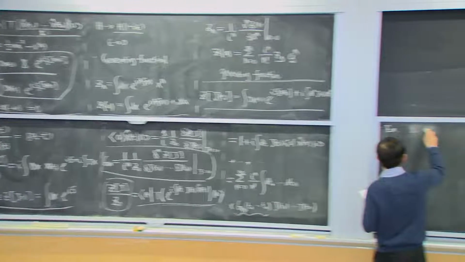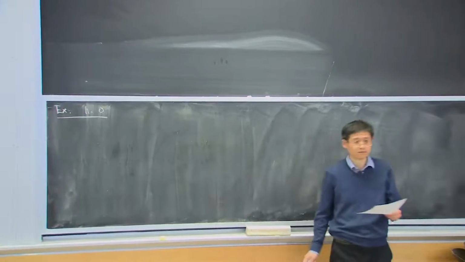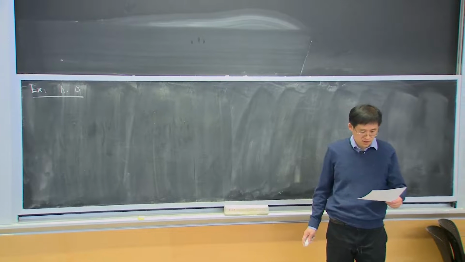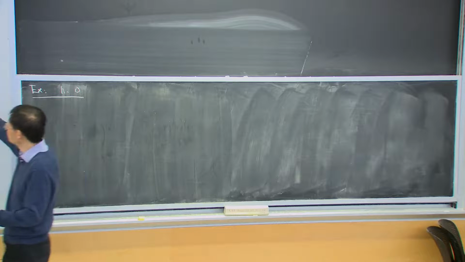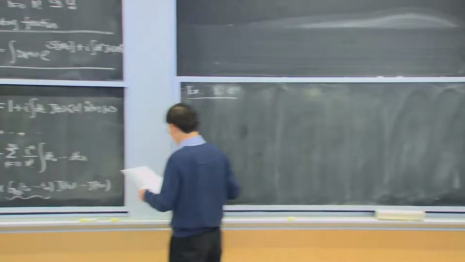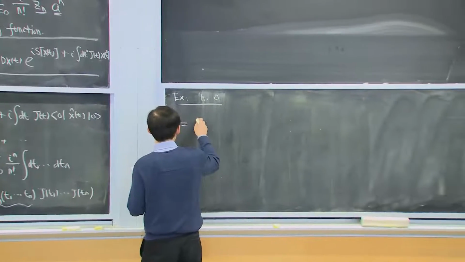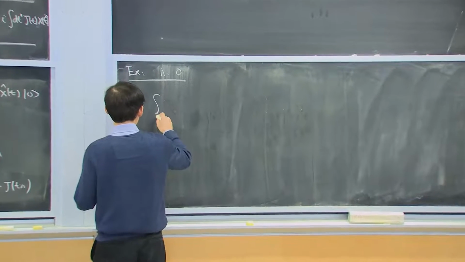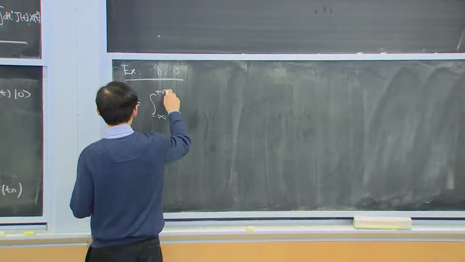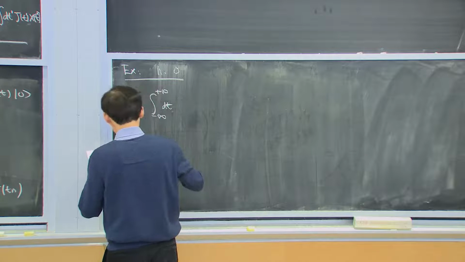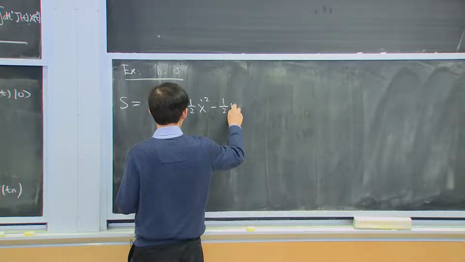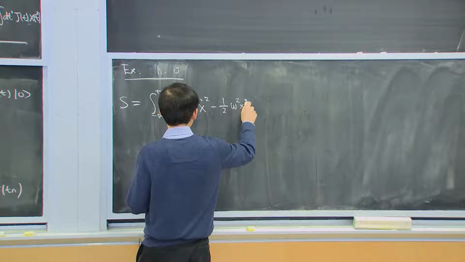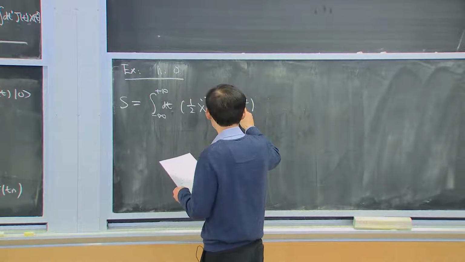A harmonic oscillator, okay? Almost always a harmonic oscillator is a good example. So in this case, we look at this object again, but now S is, so we always take from minus infinity to plus infinity. You have dt, then you have 1/2. So let's take this to be my Lagrangian, okay? Let me call this omega 0.